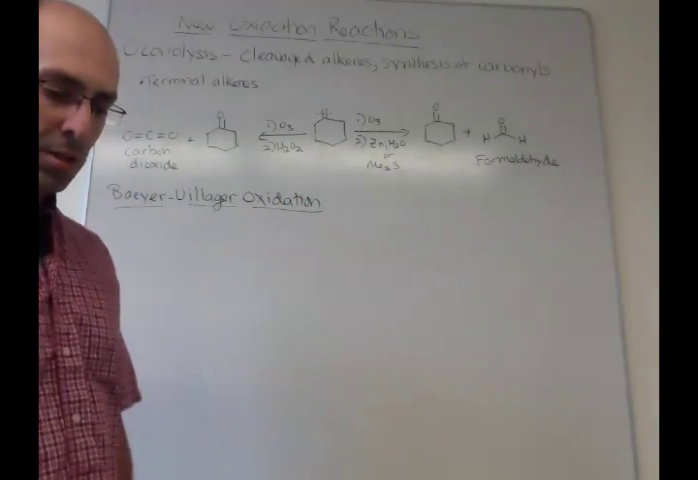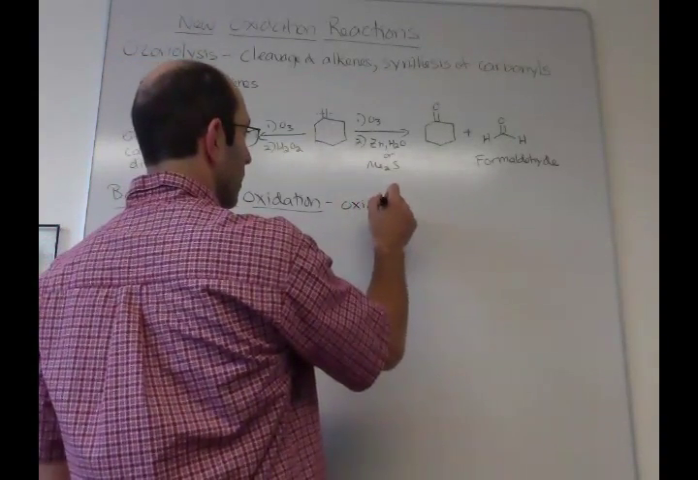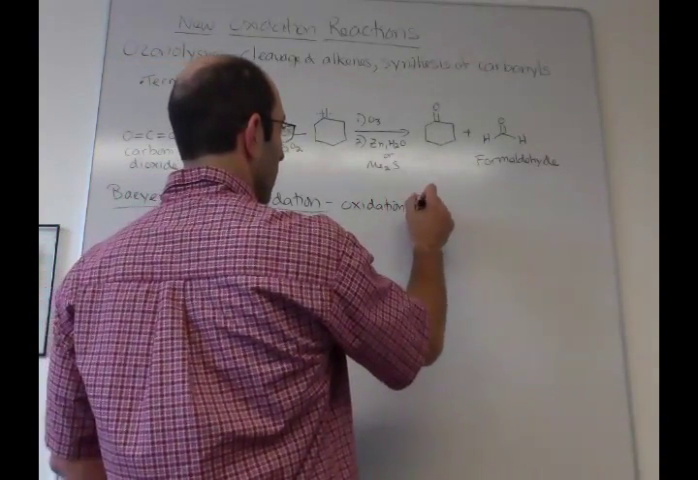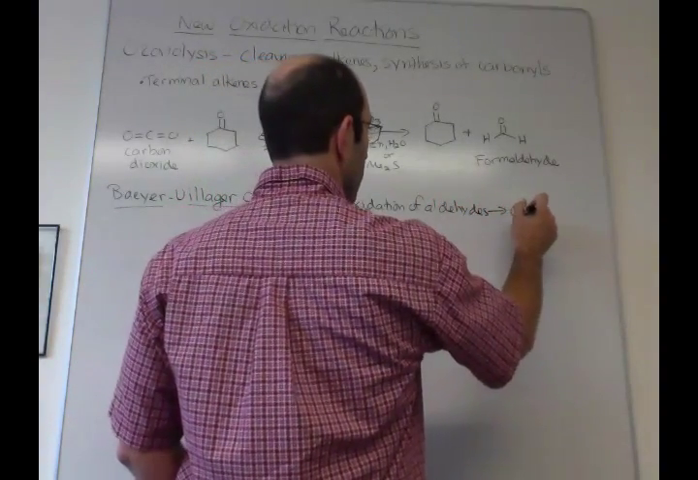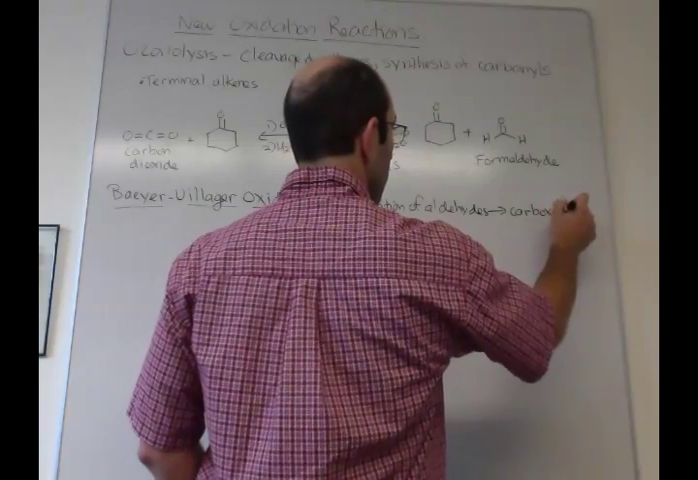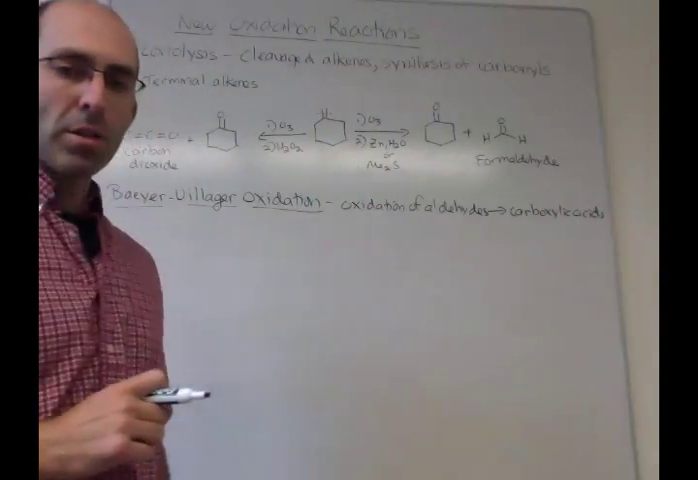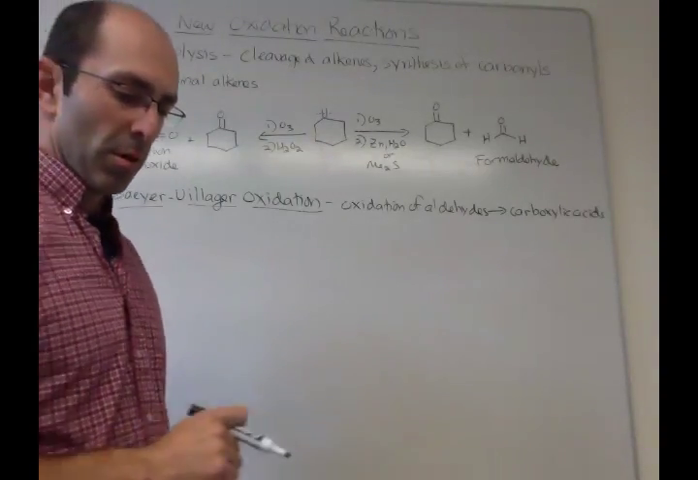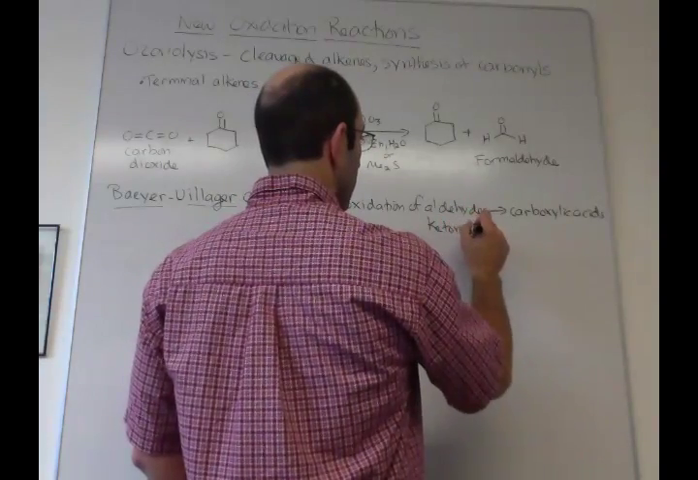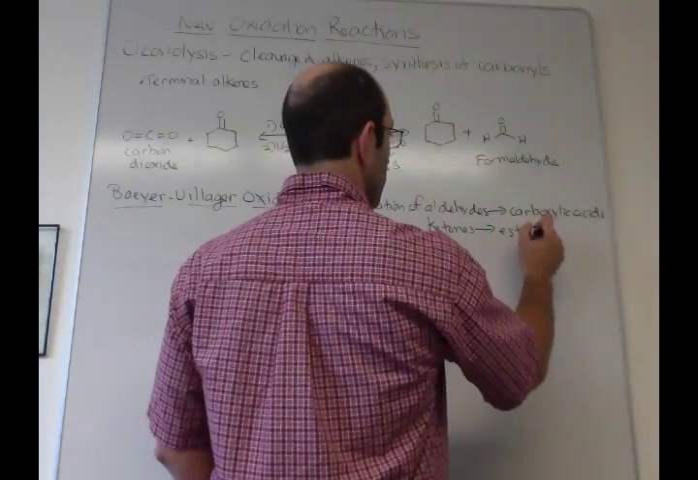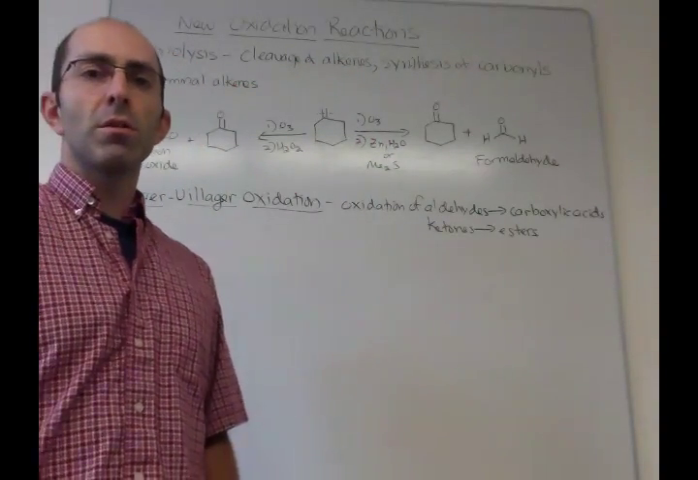The Baeyer-Villiger oxidation, we're going to oxidize aldehydes, so it's oxidation of aldehydes to carboxylic acids, and we're going to oxidize ketones to esters. Right? Aldehydes to carboxylic acids, and ketones to esters. Right? It's only a reaction of ketones and aldehydes.